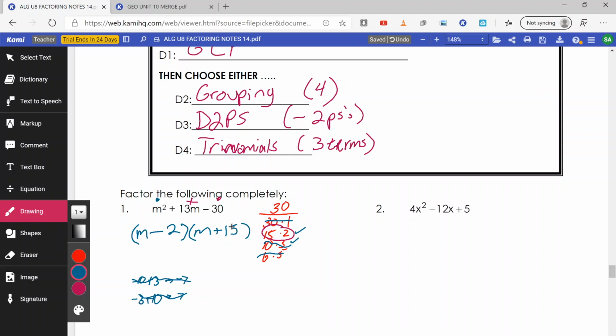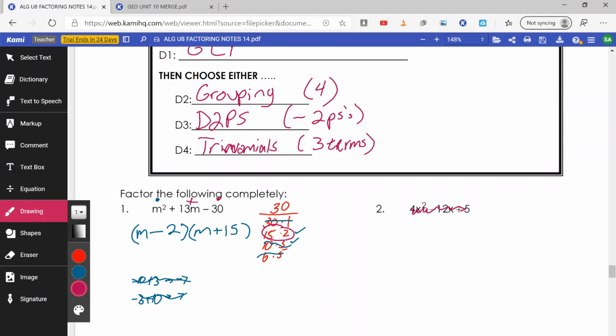So negative 2 times 15 gives me the negative 30. Negative 2 plus 15 gives me a positive 13. So we check out with m minus 2 times m plus 15. Now number 2, there is no common factor because it's 4, 12, and 5. There is no common factor between 4 and 5, so we can't pick that.